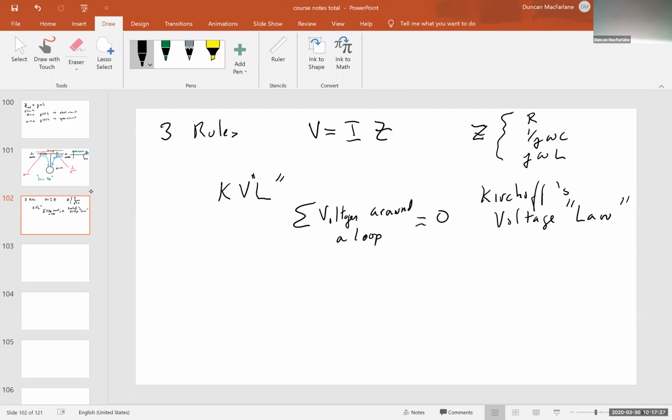If I start in a circuit at a particular voltage, and I walk around all the elements, all the increases and decreases of voltages, and I get back to the starting point, I have to be at exactly the same voltage.